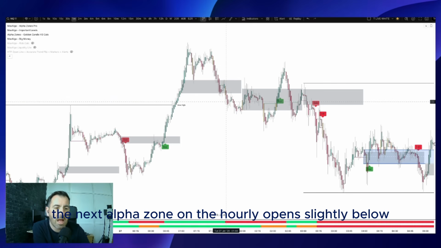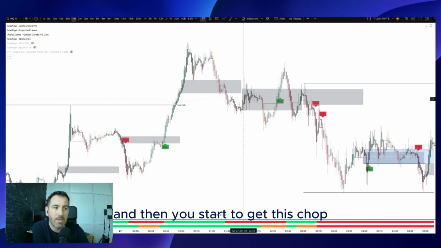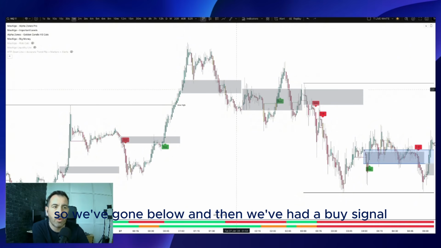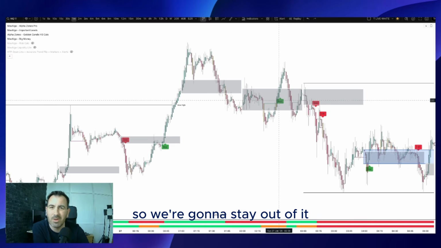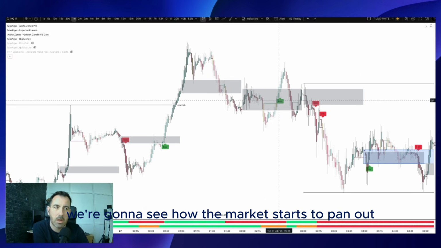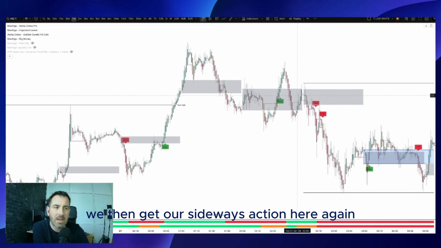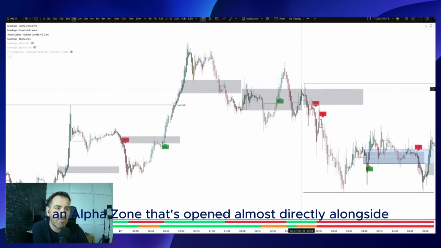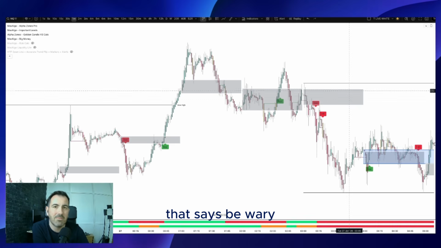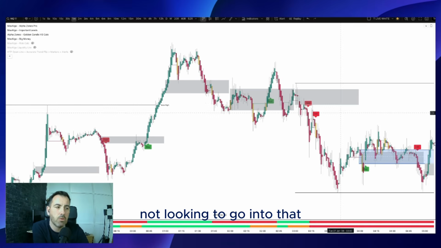So the next alpha zone on the hourly opens slightly below, and then you start to get this chop. So we've gone below, and then we've had a buy signal. So we're going to stay out of it. We're going to see how the market starts to pan out. We then get our sideways action here. Again, an alpha zone that's opened almost directly alongside that. Says be wary, not looking to go into that.